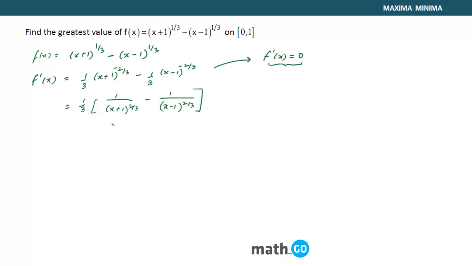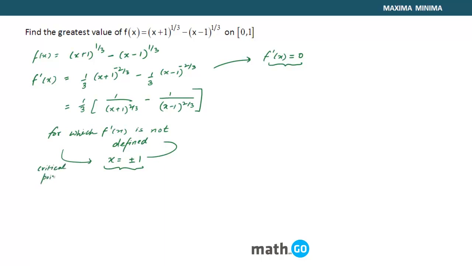Okay, now can you tell me what values of x are there for which f dash x is not defined? Yes, so x equal to plus minus 1. At x equal to plus minus 1, f dash x is not defined. Why? Because it is in the denominator, so it will not be defined. Okay, so we will talk about this because this is also our critical point, as I told you in the earlier concept, that it is also a critical point where f dash x is not defined.